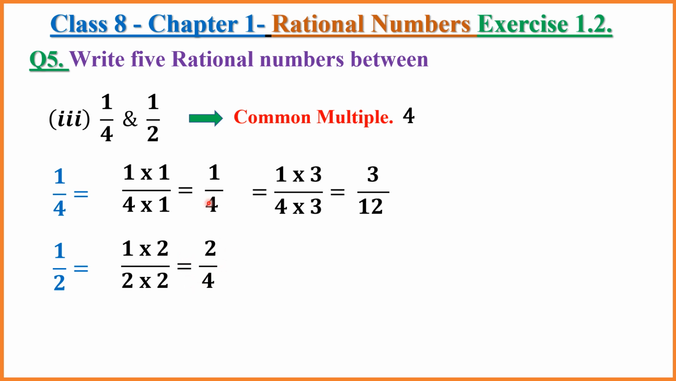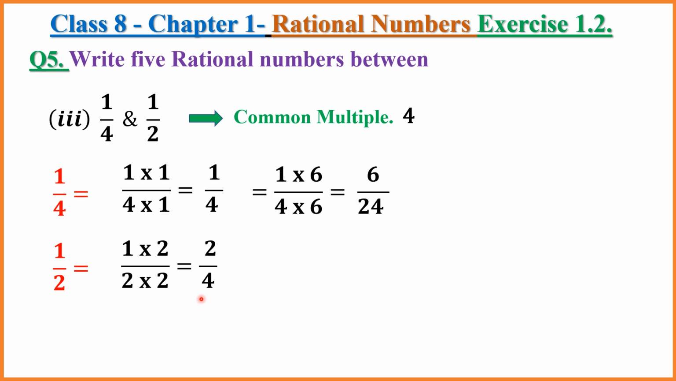Now for 1 by 4 and 2 by 4, there are no rational numbers between them. So again we go for a higher common multiple. We are multiplying by 3: 1 into 3 divided by 4 into 3, that is 3 by 12, and 2 into 3 by 4 into 3, that is 6 by 12. Between 3 by 12 and 6 by 12, there are also not 5 rational numbers. We get only 2 rational numbers, that is 4 by 12 and 5 by 12. Even if you multiply with 4 and 5, you won't get 5 rational numbers. So we are moving on to 6.